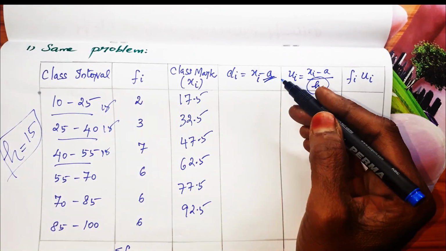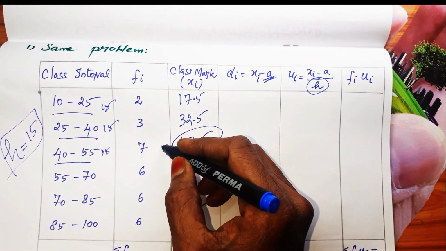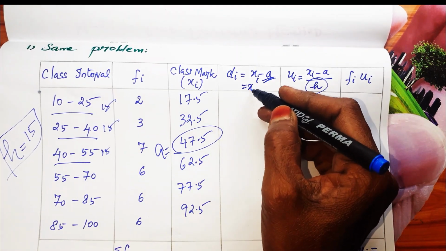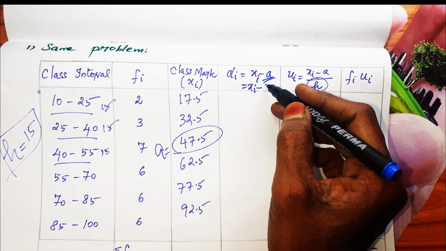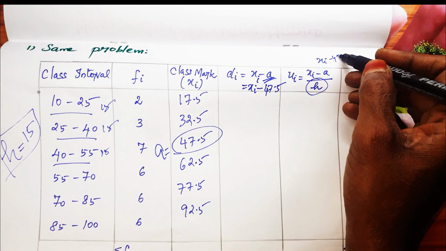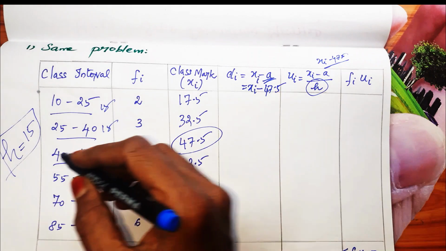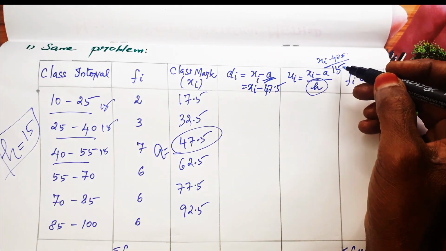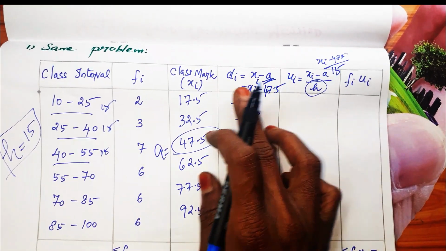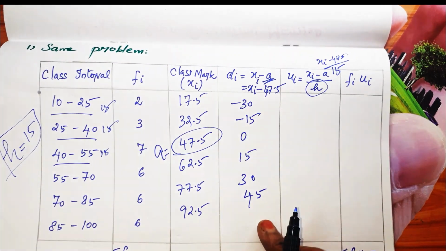So what is our a? Since an even number of values are given, any one value we can take as a. So we are fixing a is equal to 47.5. So every xi value minus 47.5. Here xi minus 47.5, which we calculate in this column, and whatever answer we get has to be divided by 15, because h is equal to 15. So these are the xi values. Xi minus a, for example, 17.5 minus 47.5, that is minus 30. Like that we have to calculate for everything.